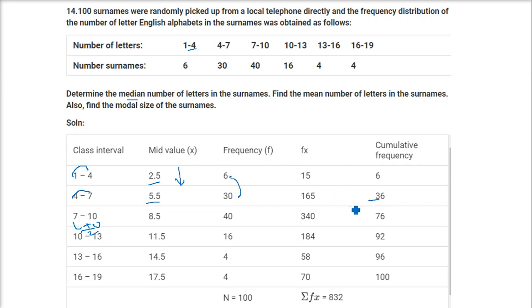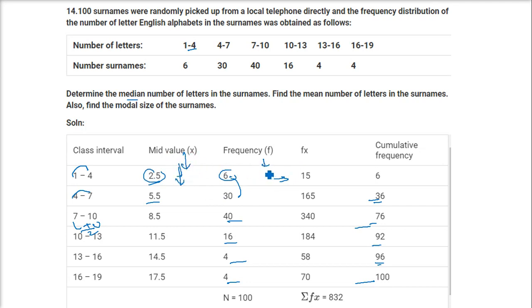So 6, 6 plus 30 is 36, and 36 plus 40 is 76, 76 plus 16 is 92, 92 plus 4 is 96, 96 plus 4 is 100. Now multiply this column with this column. So we have 2.5 into 6 as 15. So sigma fx we have to find out.